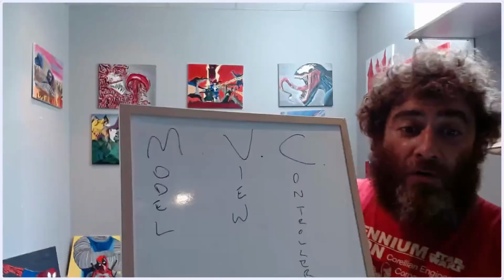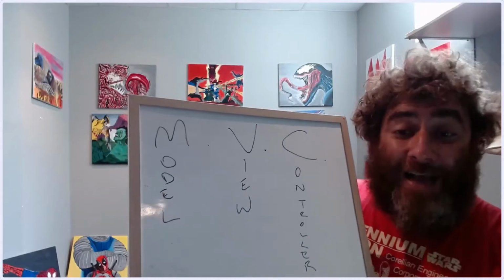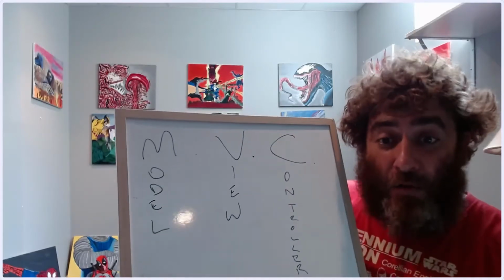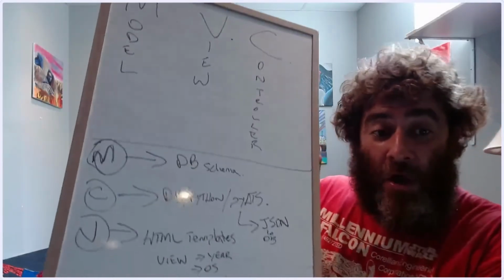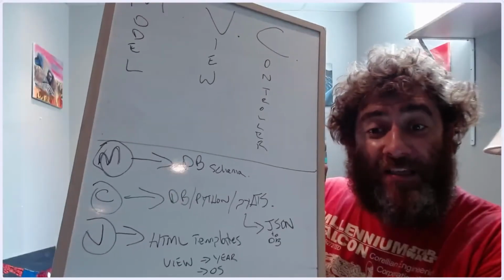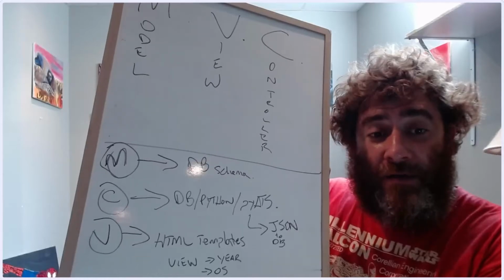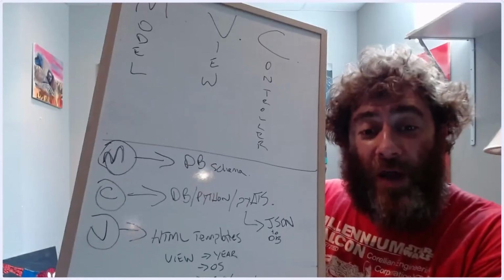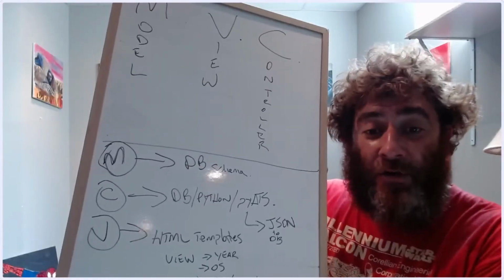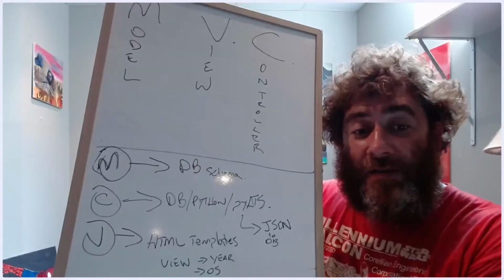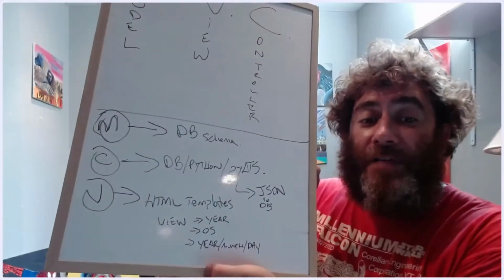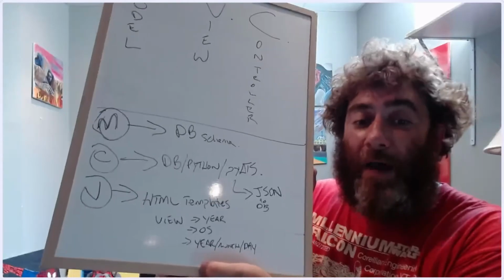So again, real quickly, we have this model view controller design pattern that we're trying to follow here with Django. Right? The model is the database schema and the interaction between PyATS and the database. The controller is the Python, the PyATS, the templating language, the JSON into the database. And then our views are those HTML templates by year or by operating system, by year, month, day, whatever. Okay, so I just wanted to point that out.